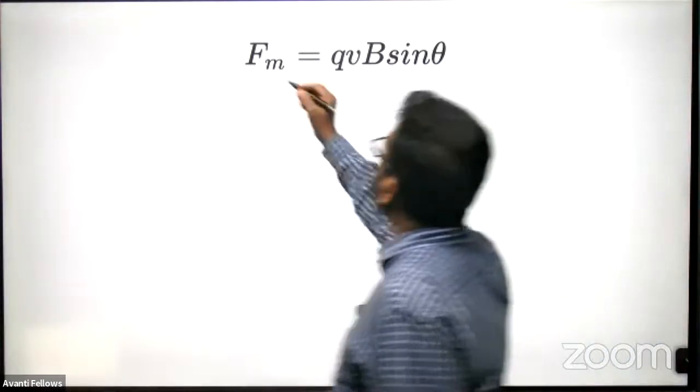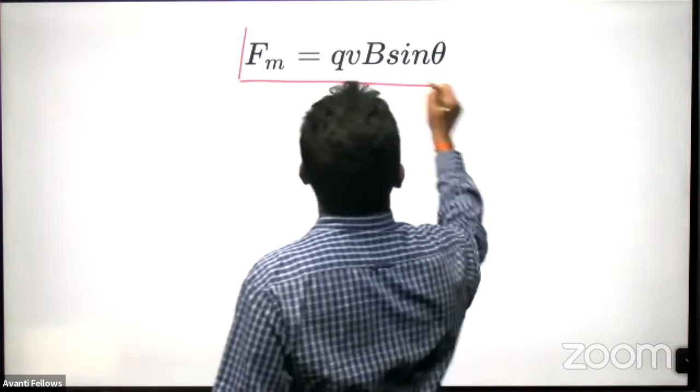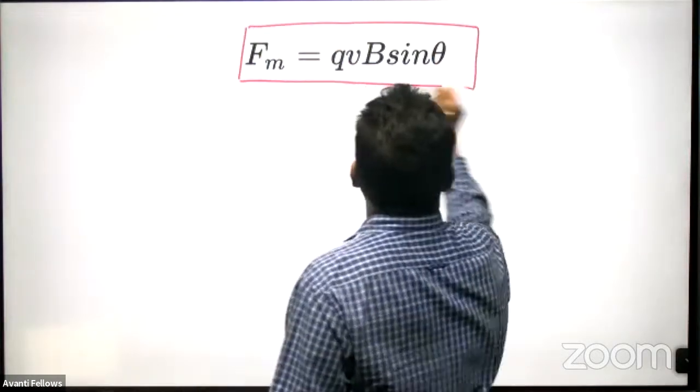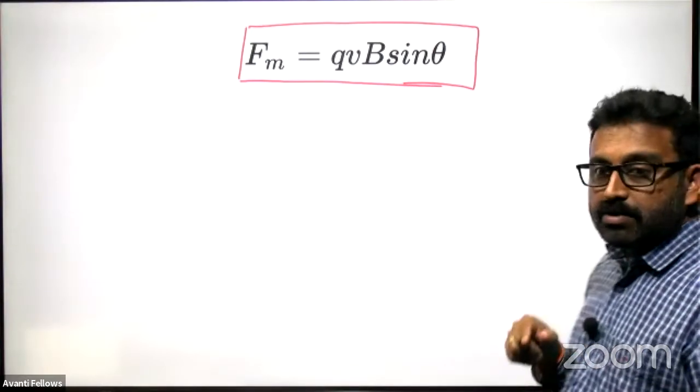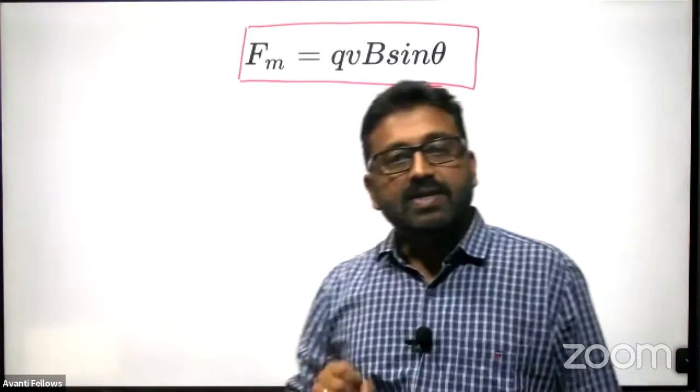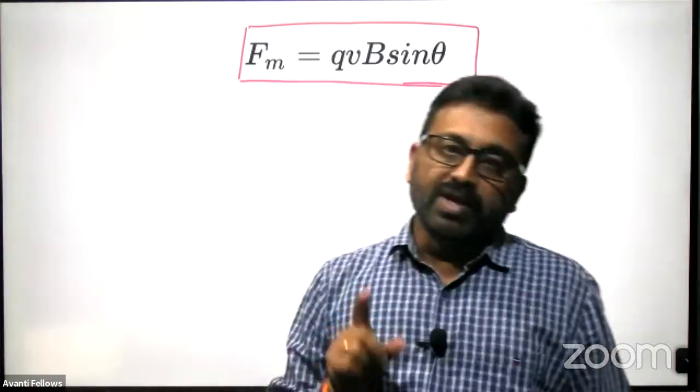F magnetic, Lorentz force equals QVB sine theta. The theta is the angle between V, velocity vector, and B, magnetic field vector.